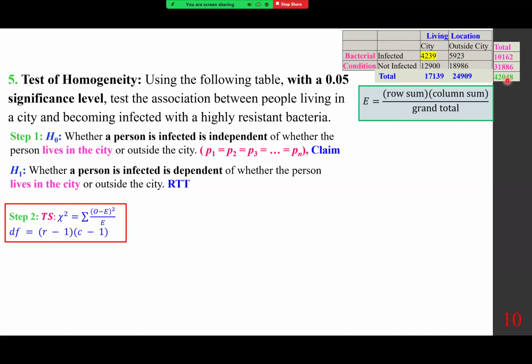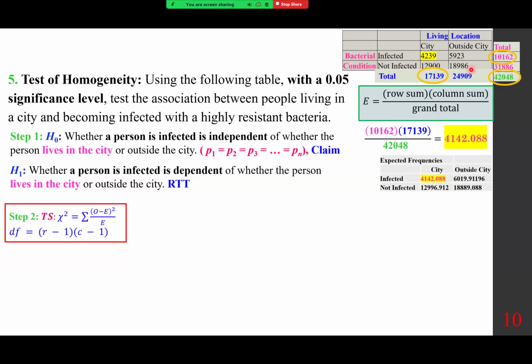So remember, E is the row sum times column sum over grand total. So for this number that is highlighted, the row sum is 10,162. The column sum is 17,139, and the grand total is 42,048. Okay, those three, and we end up with this number. So the expected value is calculated for the first cell. You do the other. There are three more cells, and this one corresponds to the first one. This one corresponds to this one, this one. Just look at the same location. So look at this 4, look at this 4.